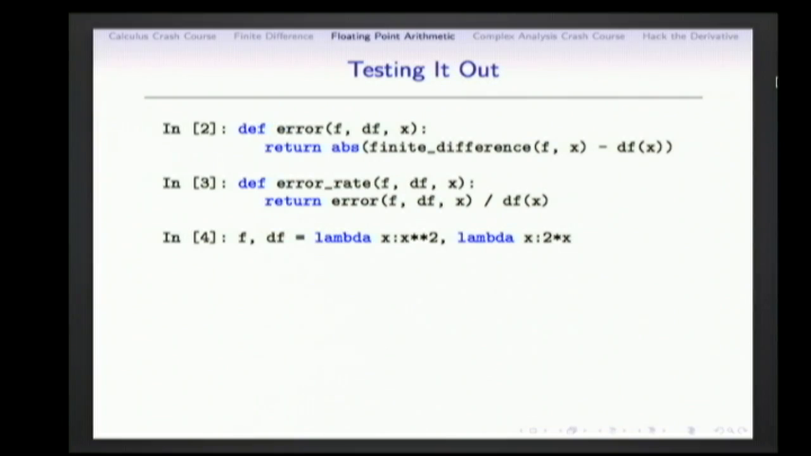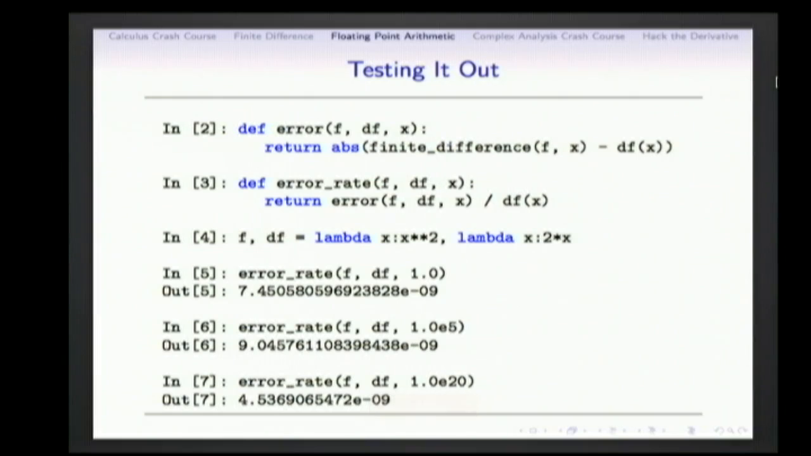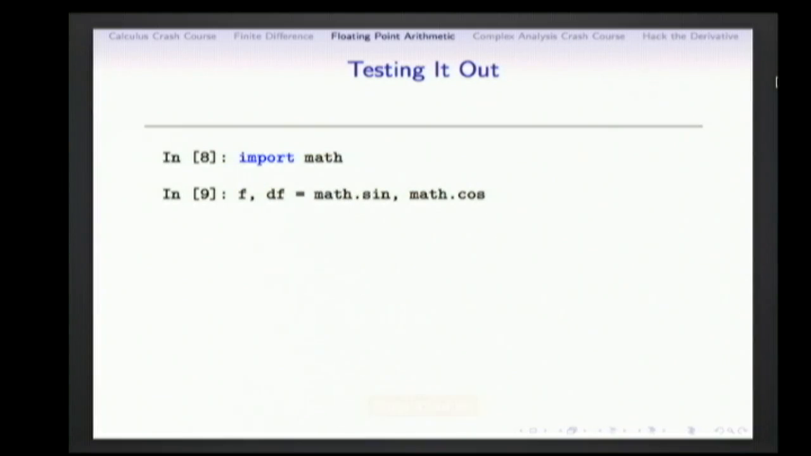And so we can use our example where we know the derivative of x squared is 2x. Using this, we get a pretty small error rate. These are pretty good, like 9 or 8 zeros. Even way out at that big number, this works pretty well.